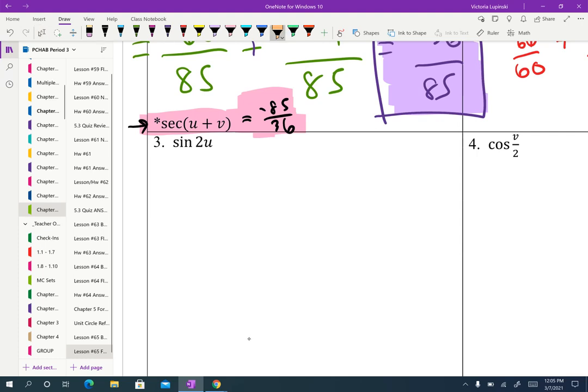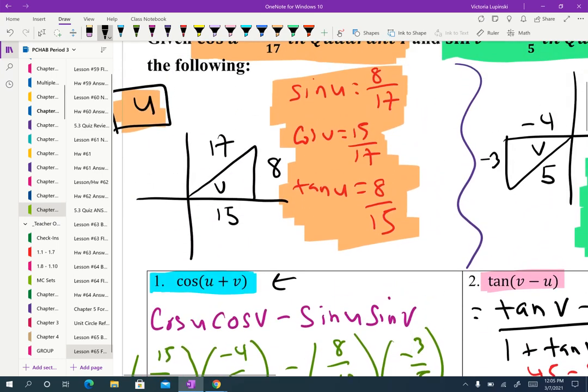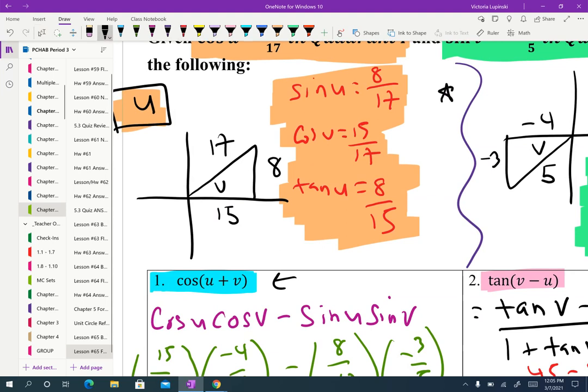So the first thing they're asking me for here is the sine of 2u. Again, if you go ahead and look up the formula, you're going to get 2 times the sine of u times the cosine of u. And again, this is the u triangle, so make sure you're only using this orange information. So you're going to go ahead and sub in that sine and that cosine.